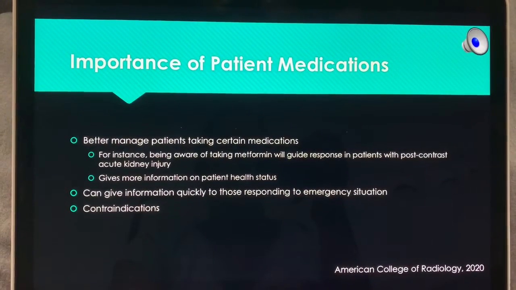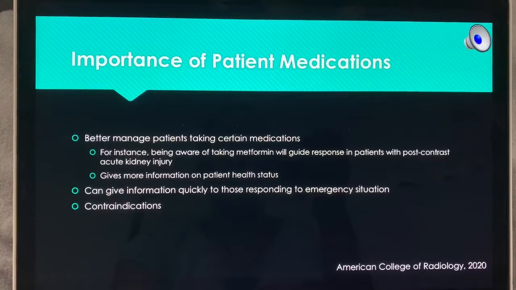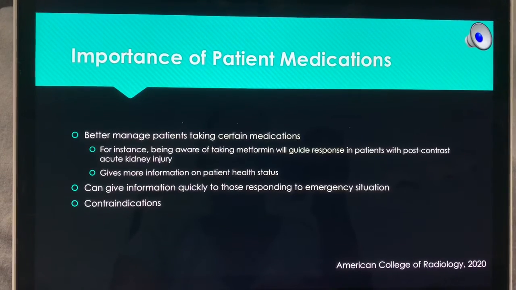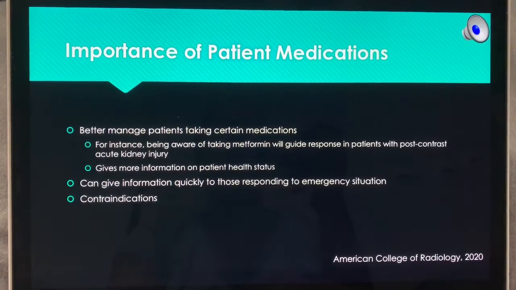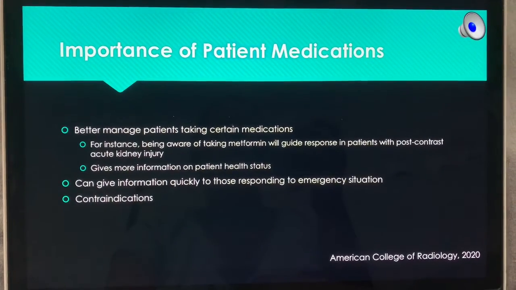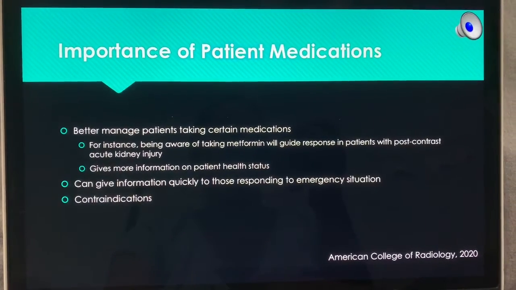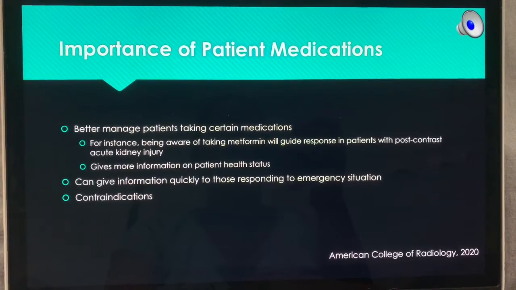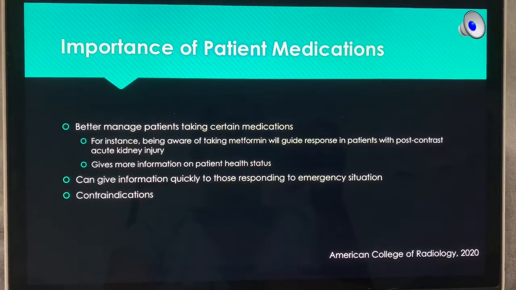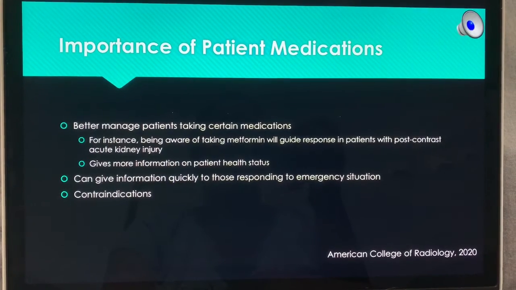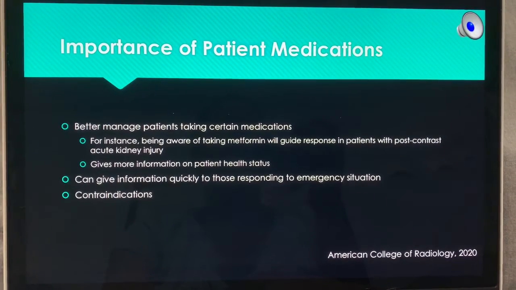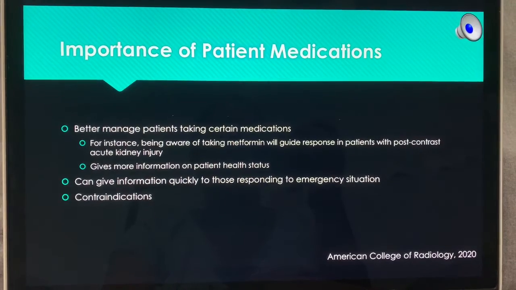It's important to know the patient's medications. That's why it is advised to the patient to bring a list of all the medications they take. This helps better manage patients taking certain medications prior to the exam. For instance, being aware of a patient taking metformin will guide response in patients with post-contrast acute kidney injury. It gives more information on patients' health status.